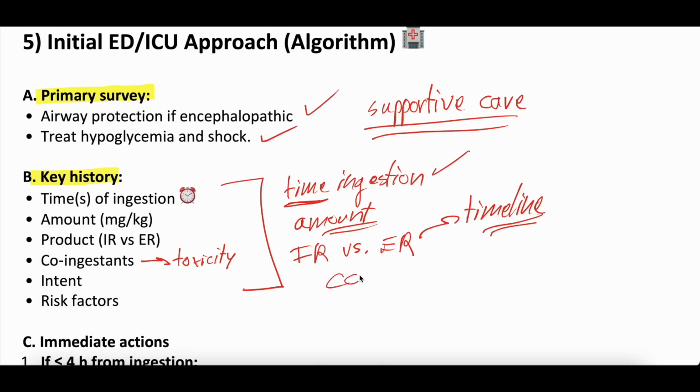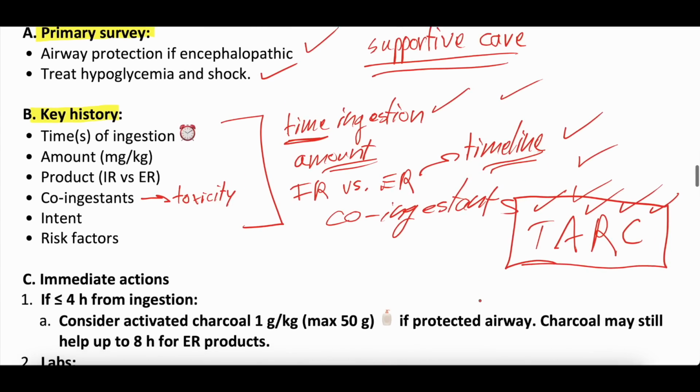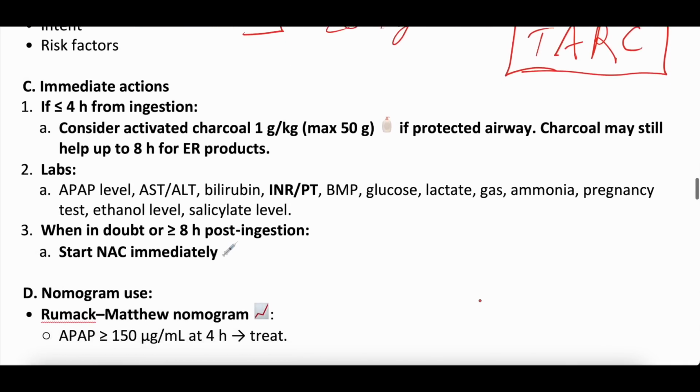But the big things that you're always asking about, and this is really for most tox cases, are time, amount, immediate versus extended release, and co-ingestions. All right? Maybe we'll think of it like TARC: time, amount, release, co-ingestions. Kind of like that. Just made that up right now. TARC. Cool. Okay, immediate actions after the primary survey and some history taking.